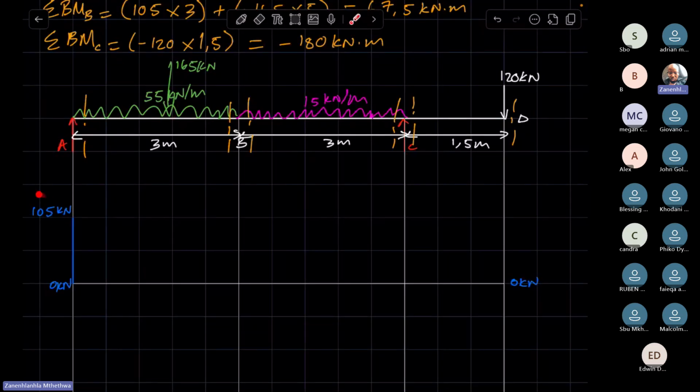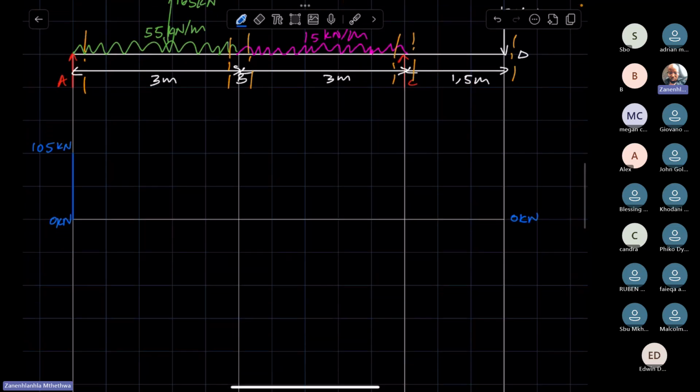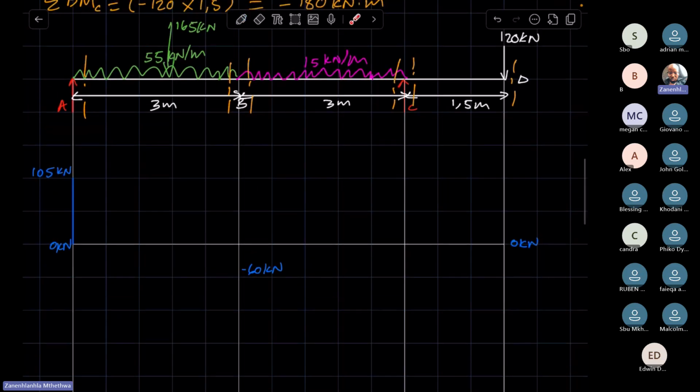Now you say the 105 is going downward. So you say the 105 minus the 165. Tell me what you get. Negative 60. So let's say negative 60 somewhere there. Let's say you have minus 60 kilonewtons at that point.